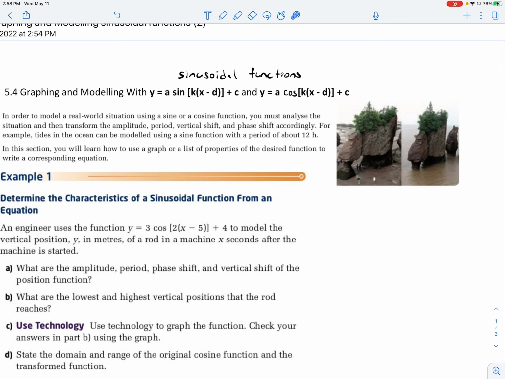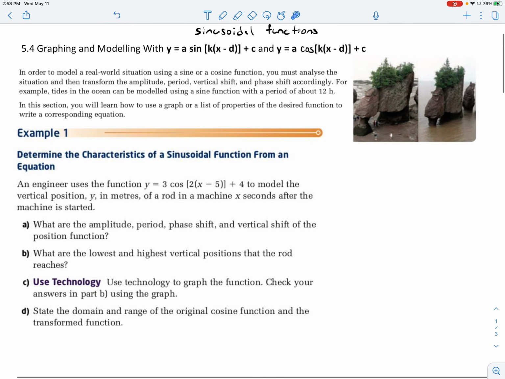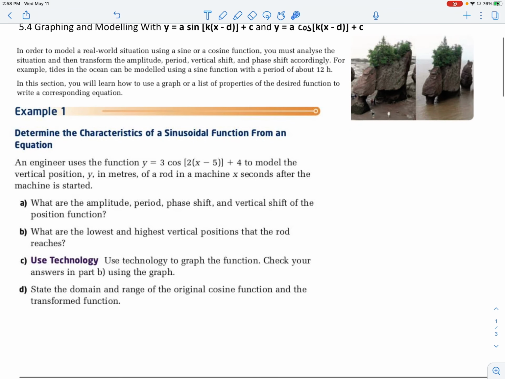Well, we basically need to figure out what the amplitude would be, the period, and if there's a vertical shift that's needed and a phase shift. And then we have our equation. So that's what we're going to spend the next little bit doing. So here's our first example.